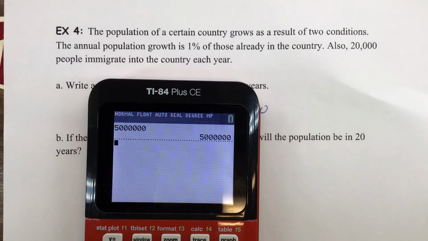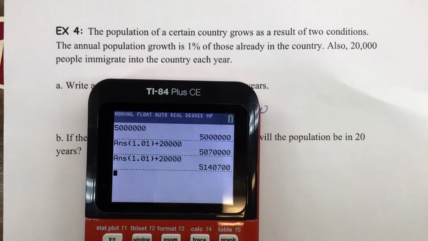And then we're going to run our equation building off of that answer 20 times. Okay, so I'm going to type in ANS to recall my last answer, multiply that by 1.01, and then we're going to add on the other 20,000. Okay, so at the end of 1 year, the population at P1 is going to be 5,070,000. Okay, and if I press enter again, that would be 2 years in the future. We'd have that population.